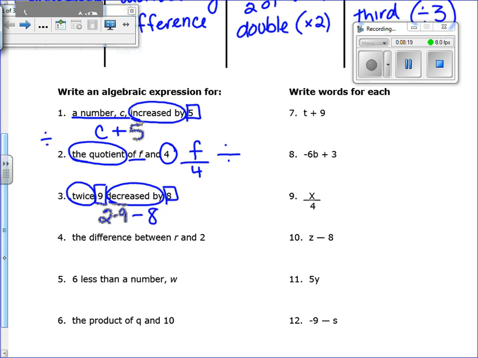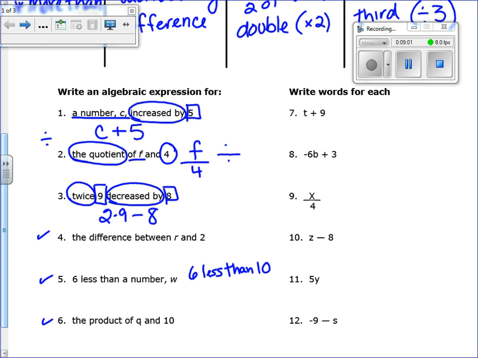What I'd like you to do is answer 4, 5, and 6 on your own. And we'll talk about 5 when we get to class, all right? I want you to think about this for number 5. If I didn't have a number W, okay, if I rewrote it as 6 less than 10, let's say W equaled 10, and I rewrote it as 6 less than 10, what would that look like? All right, I want you to use that thought process when you're looking at number 5.